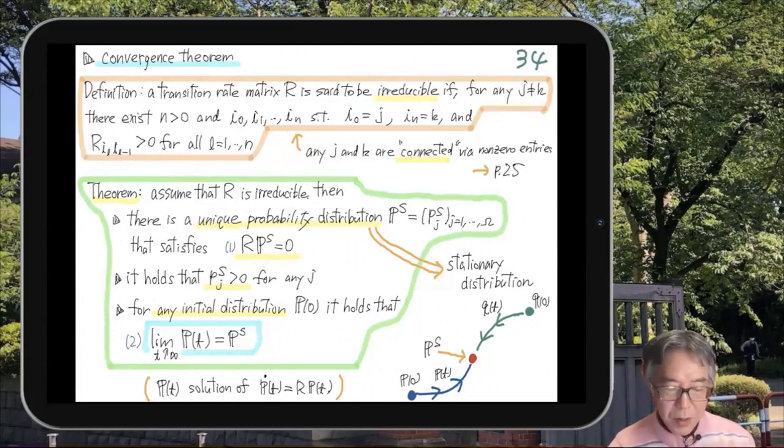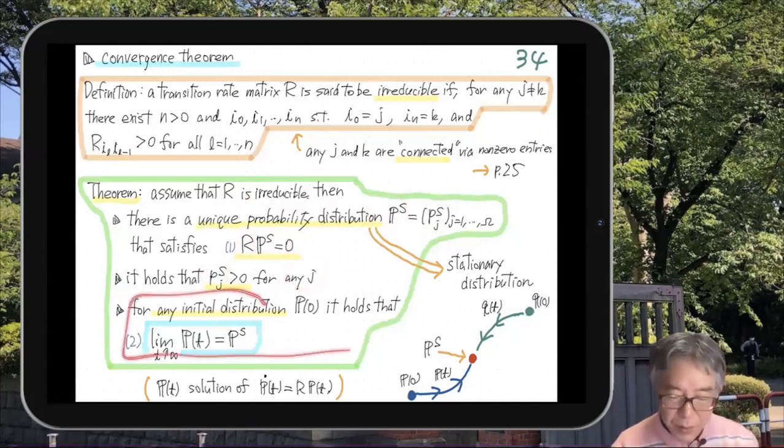Then here's the theorem. Assume that R, this time-independent transition rate matrix, is irreducible. Then, first of all, there exists a unique probability distribution PS, which is called the stationary distribution, that satisfies this. So this PS is the eigenvector of R with eigenvalue 0. And it holds that the components of this PS are positive for any j.